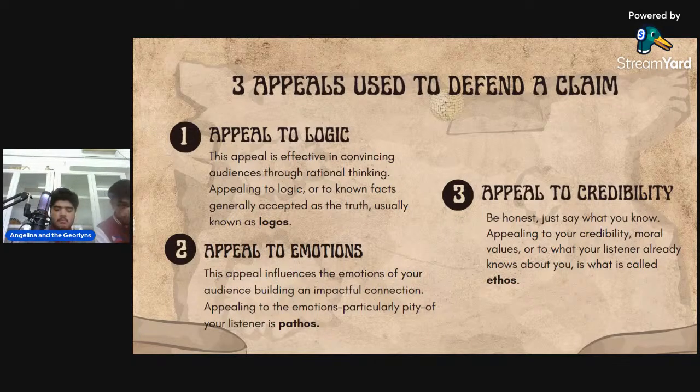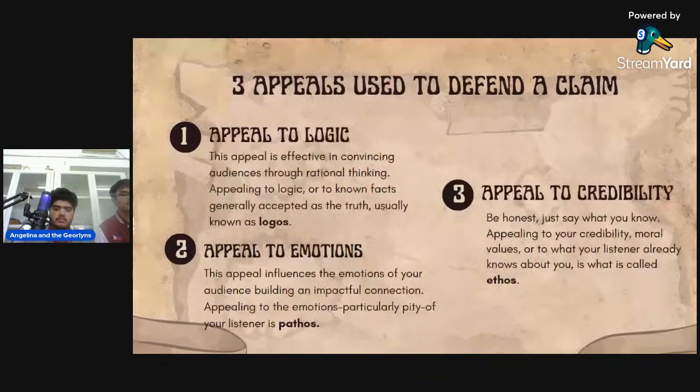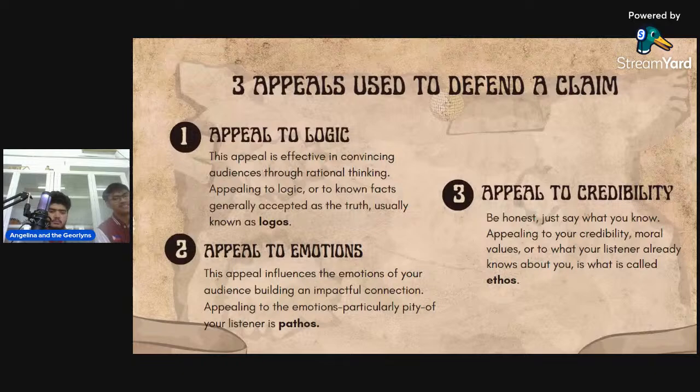So, appealing to emotions is like building this emotional connection with your audience, making them feel some sort of feeling when they hear you speak. You know, like, oh, I feel sad. This message is so, oof, you know.